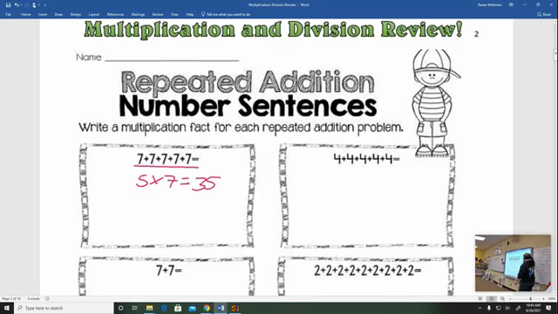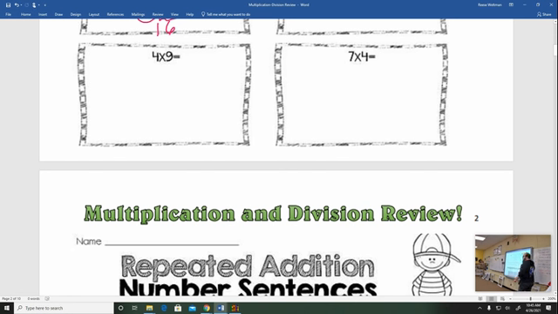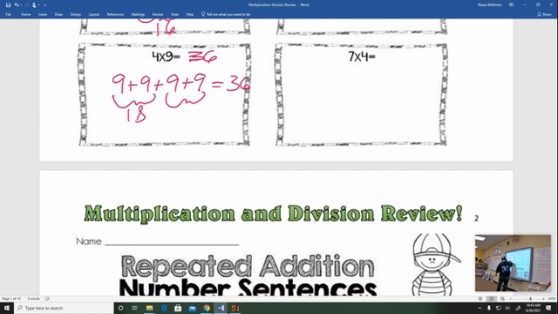Now, what about 4 times 9? What can I do? Okay. 4 nines and it equals 36. 9 plus 9 plus 9 plus 9. That's just right. It equals 36. Another way you could do that again: 18 plus 18 is 36, right?